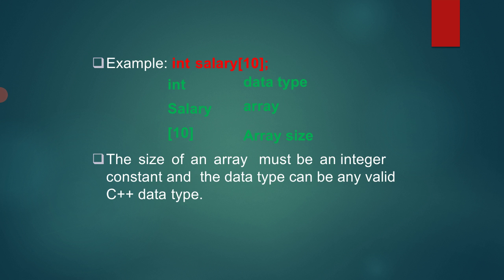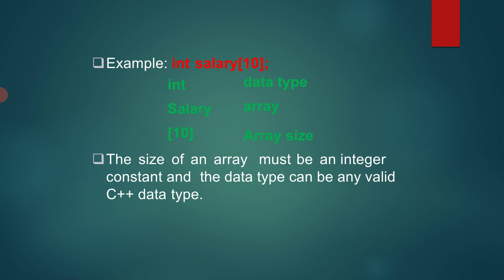Next, here is an example of how we have to declare an array. So let's start with this example. int salary[10]. So this is an array. int is the data type, so integer is the data type. It means we can store integer values. Salary is the name of the array, which is provided by the user. So this is the name of the array, salary. 10 is the size of the array.